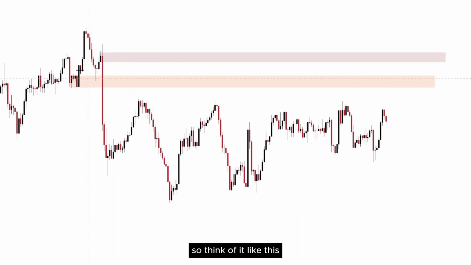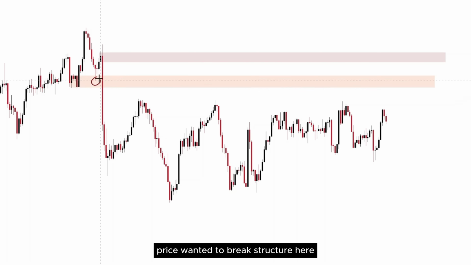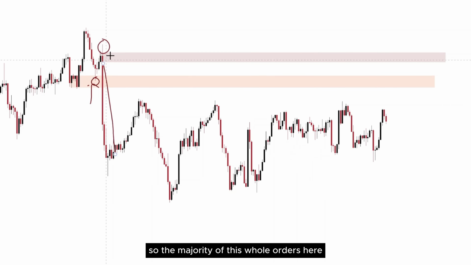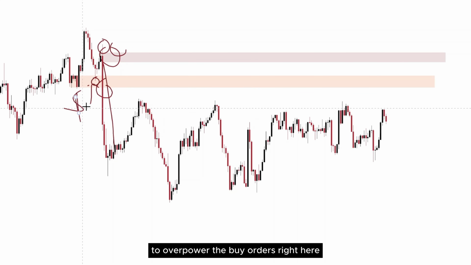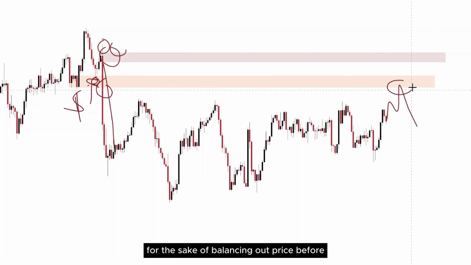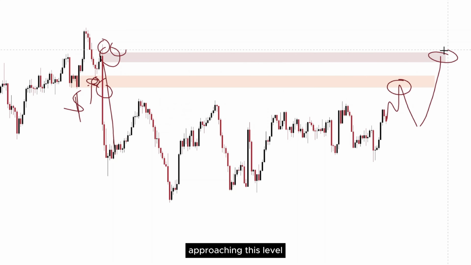So think of it like this. Price wanted to break structure here, but did not, got met with buy orders, grabbed a little bit more liquidity and dropped down. So the majority of the sell orders here. So we understand that there were sell orders injected here to break this level to overpower the buy orders right here. The buy orders that rejected price initially got overpowered by the sell orders. So price needs to come up here and reject one more time for the sake of balancing out price before approaching this level.